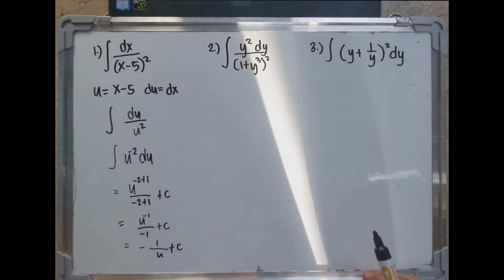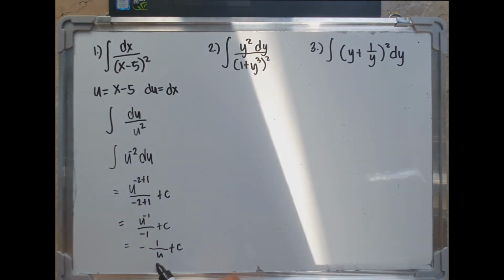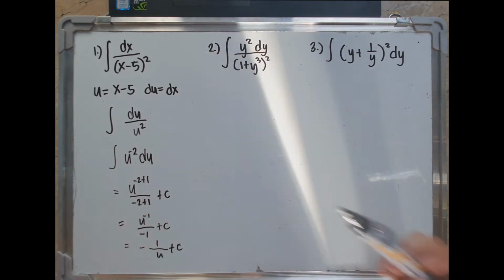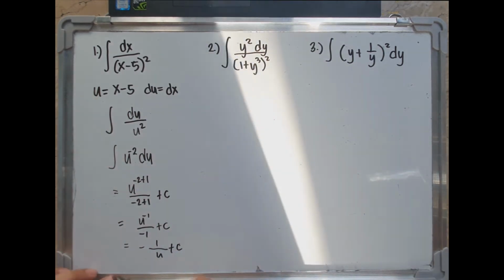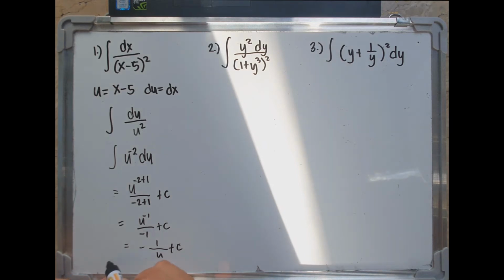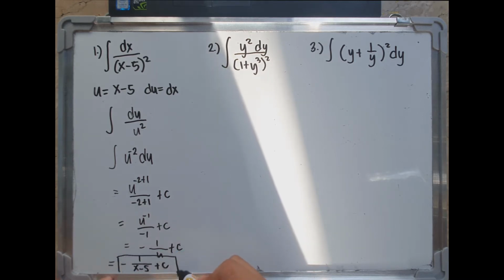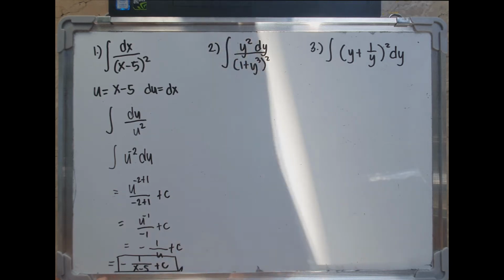Again, we have to bring back the value of our u. In the beginning, we have the value of u as x minus 5. So we now have our final answer as negative 1 over x minus 5 plus c. This will be our final answer.